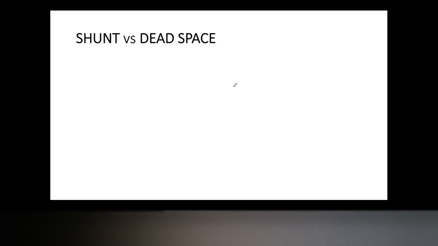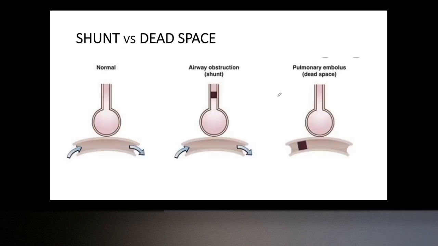I think shunt is something related to vasculature. Yes. So you said dead space was what? Where the ventilation doesn't occur. Yes, and the shunt is absence of vasculature. Yes. So basically that's it.